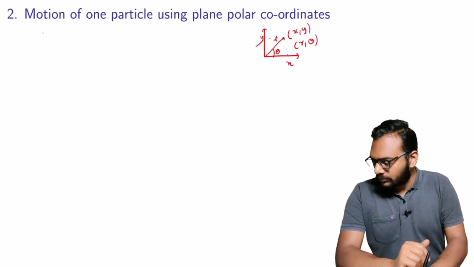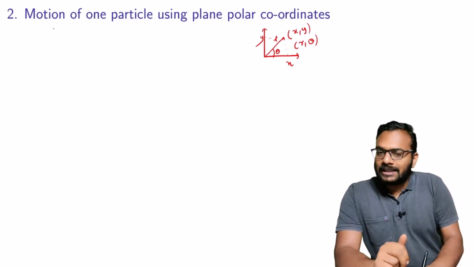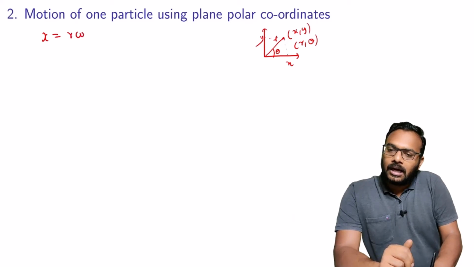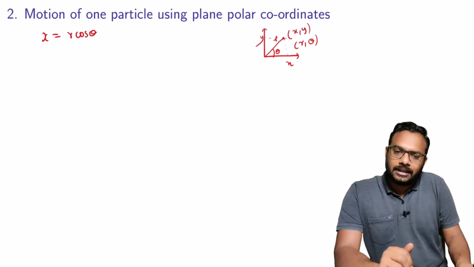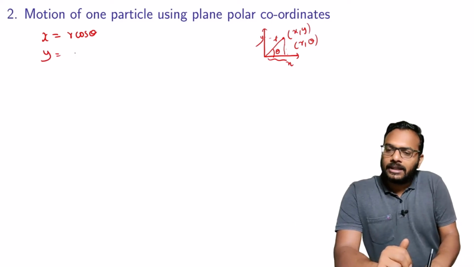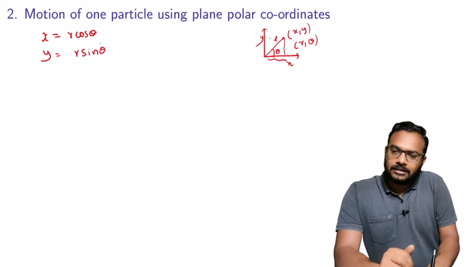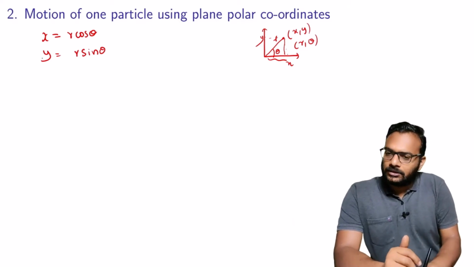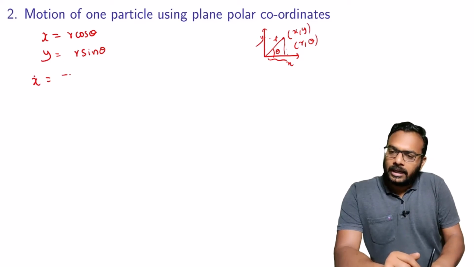So in this case, we can write the transformation equations like this. We know that x equal to r cos theta, and y is equal to r sin theta. But we need to find the kinetic energy. So we have to find x dot equal to minus r.